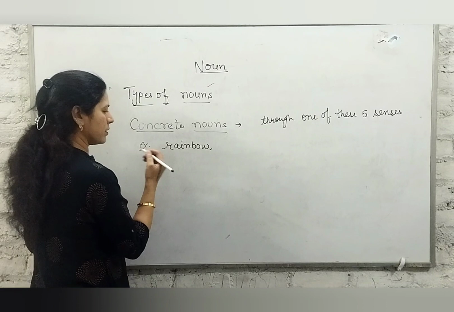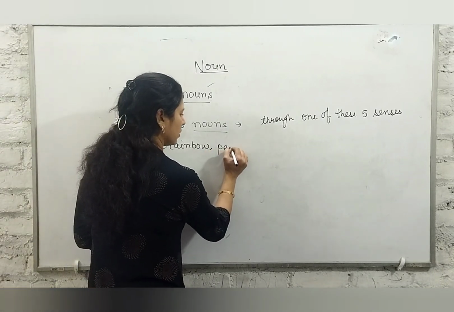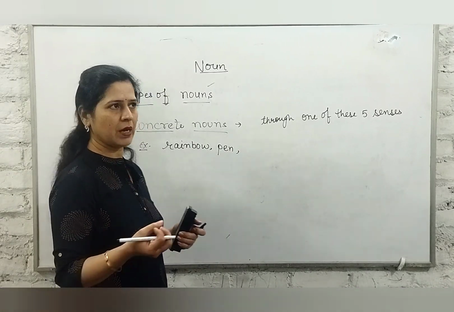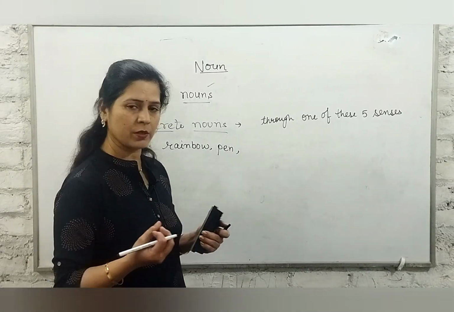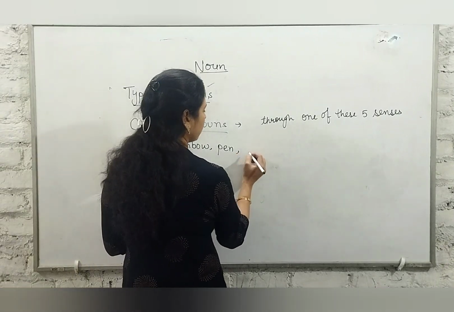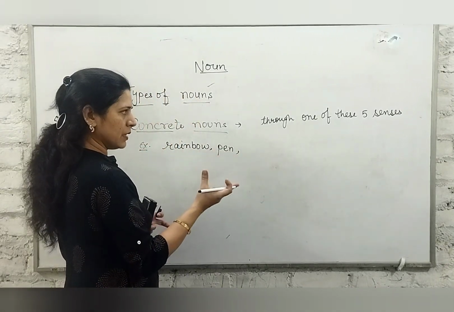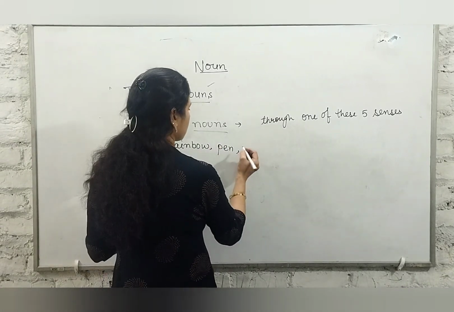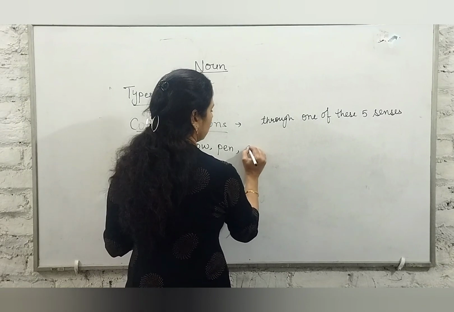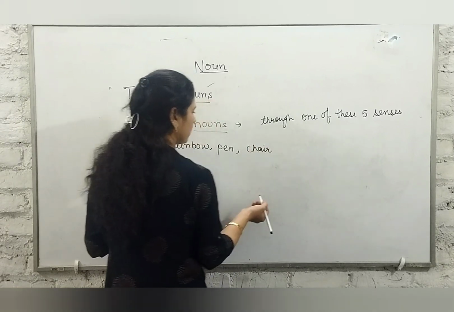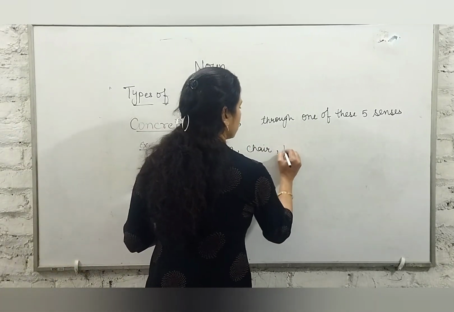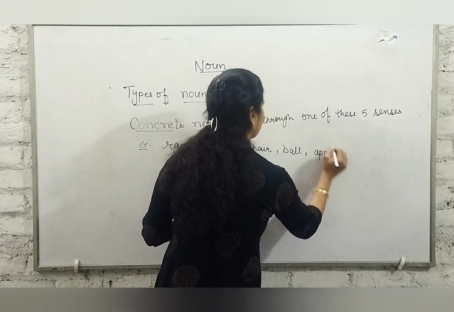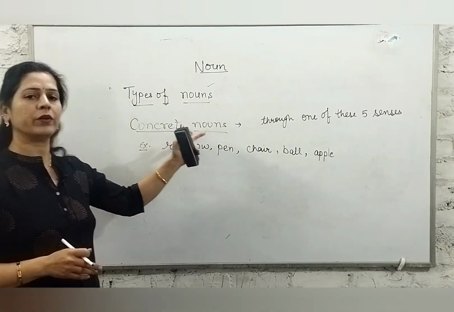Then I took one more example, like this pen. It may be a chair. My brother was sitting on the chair, or my son was playing with the ball. So all the things that can be seen, that can be perceived through those 5 senses are known as concrete nouns. Let me write down more examples. Chair, it may be a ball, it may be an apple, correct? Okay, so that was all about concrete nouns.